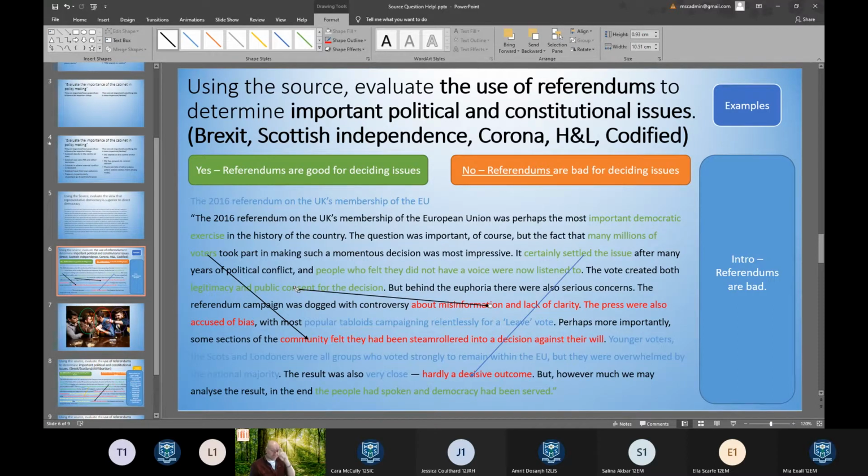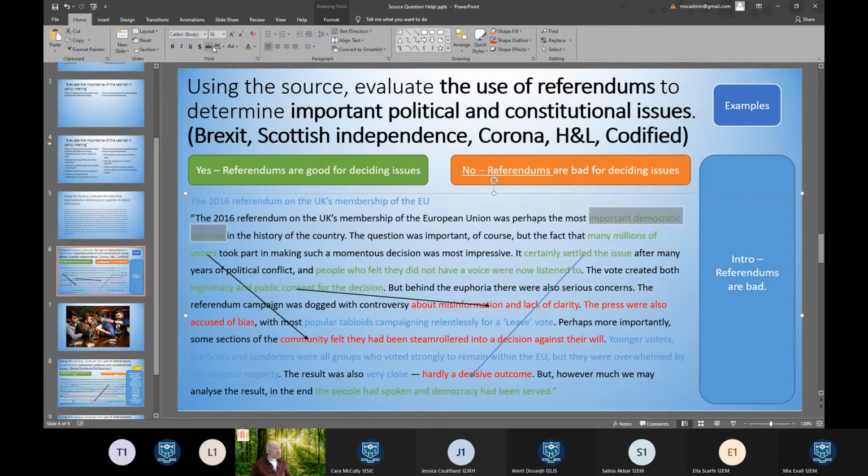You do not have to include everything from the source. So I think at this point I'm going to go, you know what, that one's not going to go into my essay. How do I cross things out? There you go. So that one's not going to go in. People who felt they did not have a voice were now listened to. I think I could probably just connect that into the many millions of voters took part. So that one I'm going to link into something else.